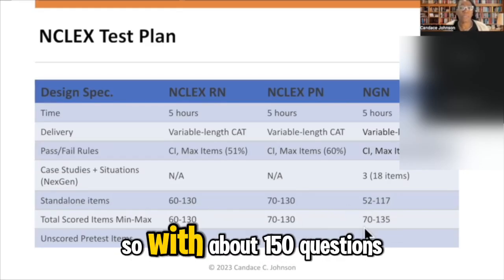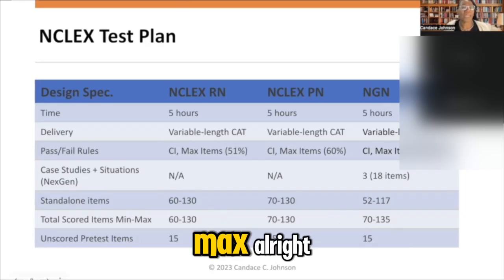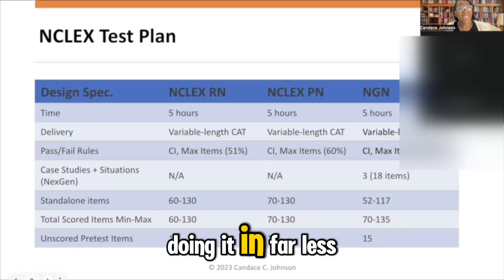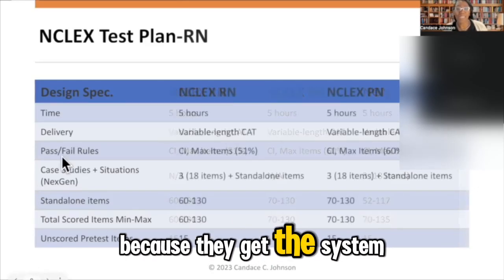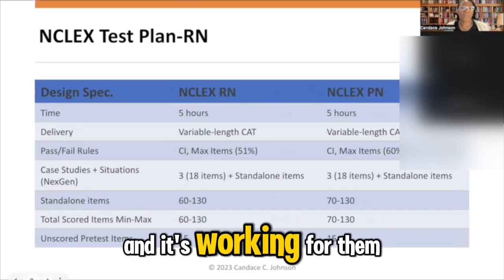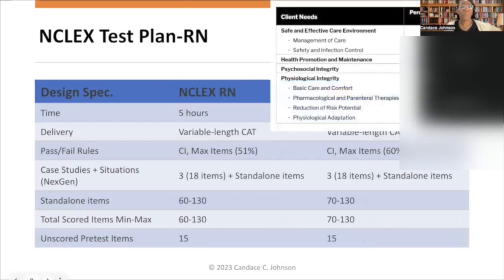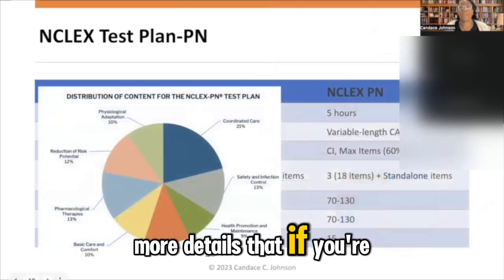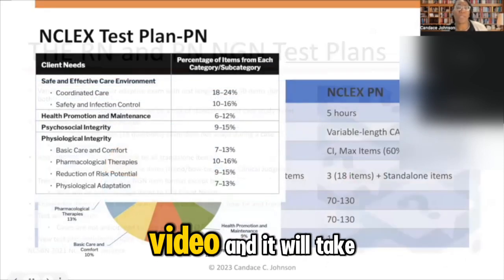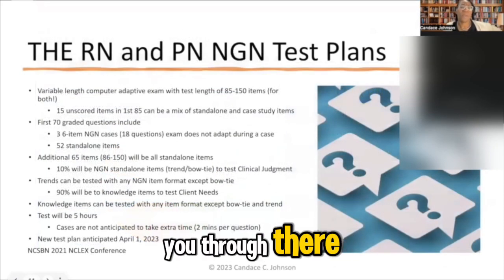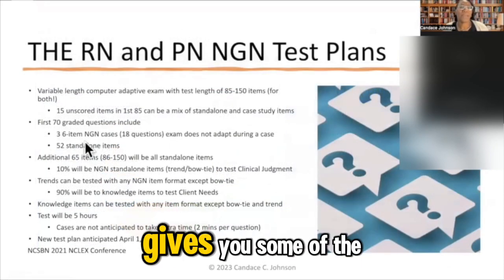With about 150 questions max, a lot of people are doing it in far less, because they get the system and it's working for them. There are just some more details, and if you're interested, you can listen to the video and it will take you through there. And there's a summary slide that gives you some of the details.